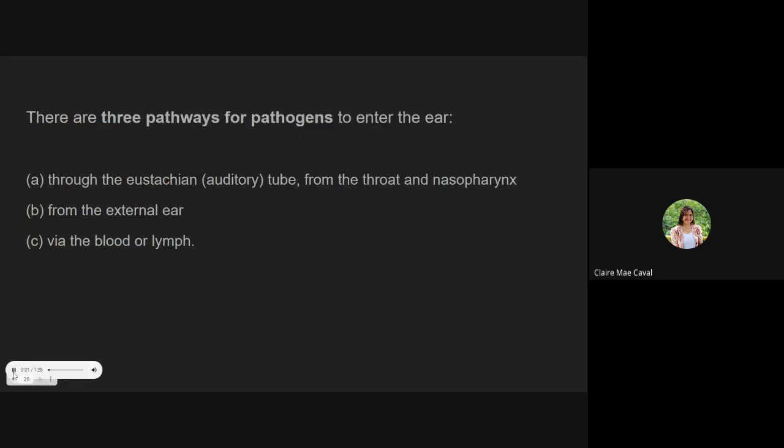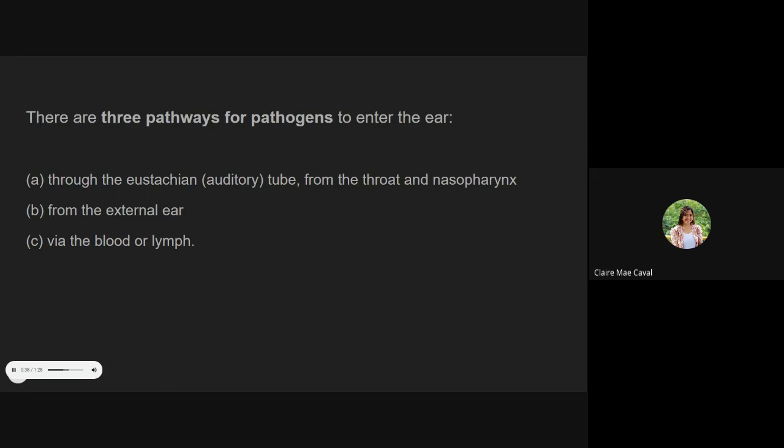So there are three pathways for pathogens to enter the ear, causing ear infections this time. So we're already in the ear infections. We're done with skin infections, okay? Are you still with me? There are three pathways for pathogens to enter the ear. One way is through the eustachian or auditory tube. You go back to the picture, the previous slide, for you to picture out better the structure of the ear. So that's from the throat and the nasopharynx. It could be also from the external ear, or it could be via the blood or the lymph.